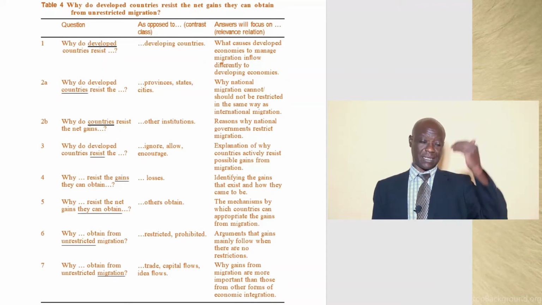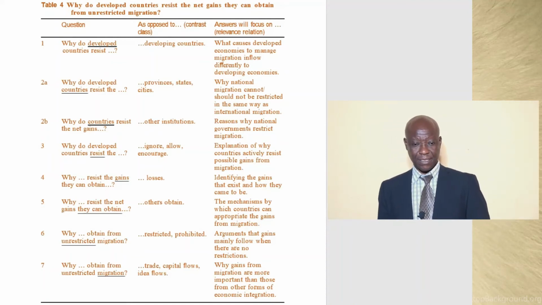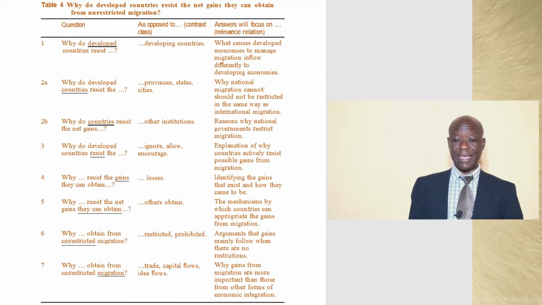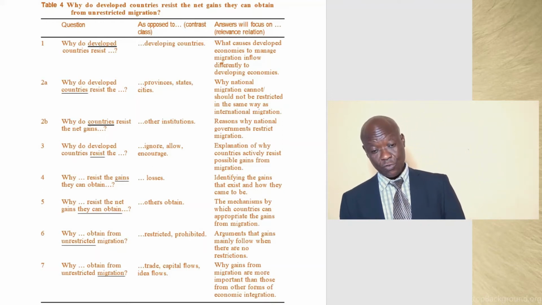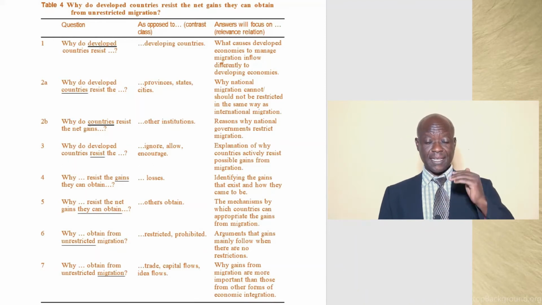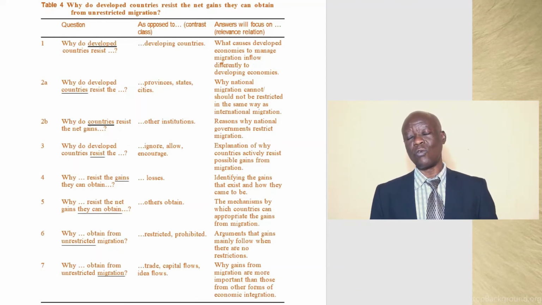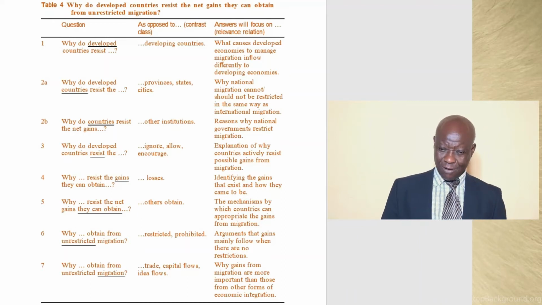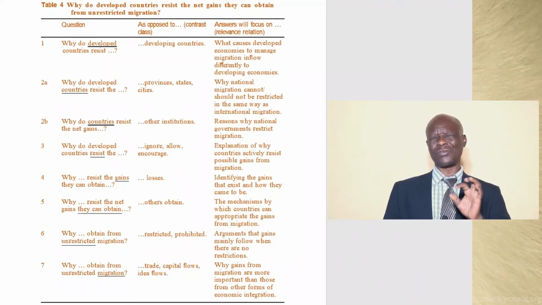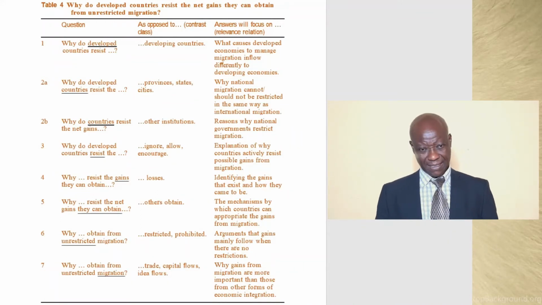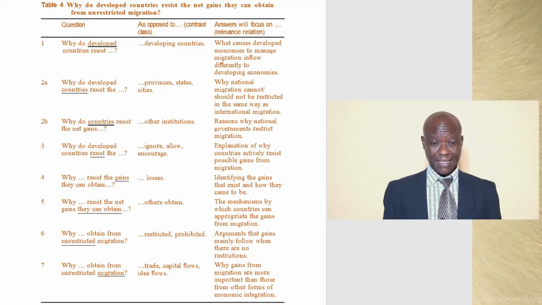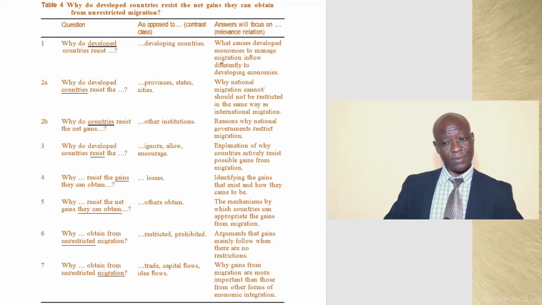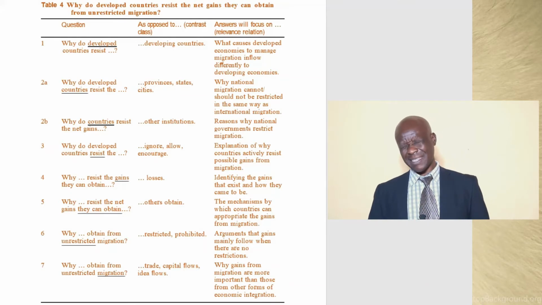Step number two is find the topic and check it. Now we have removed the word why and turned the remaining words into a grammatical statement. In other words, you attempt to come up with a sentence that makes sense. So the topic in this case is, developed countries resist the gains they can obtain from unrestricted migration. And that's the statement now.